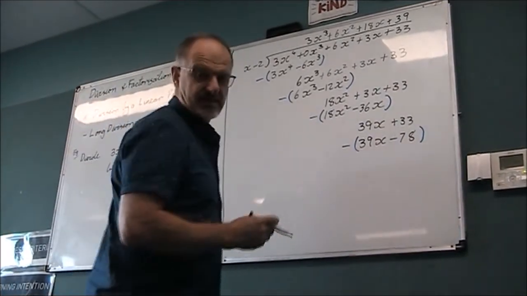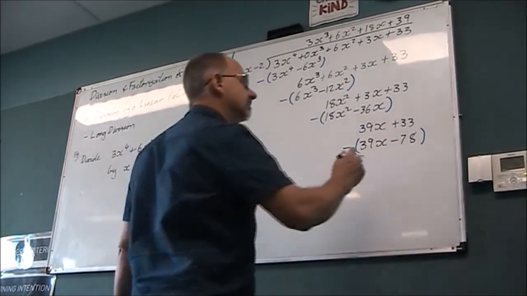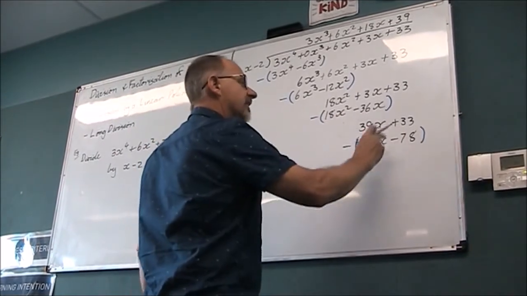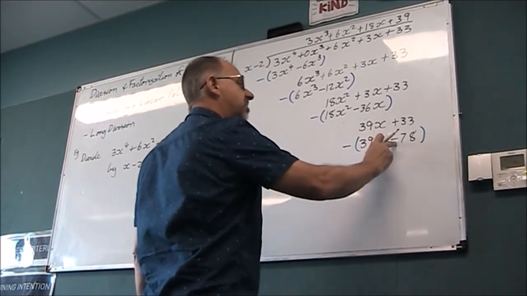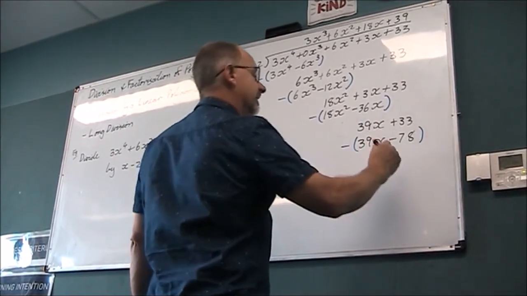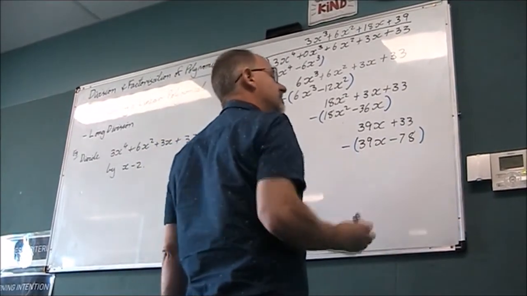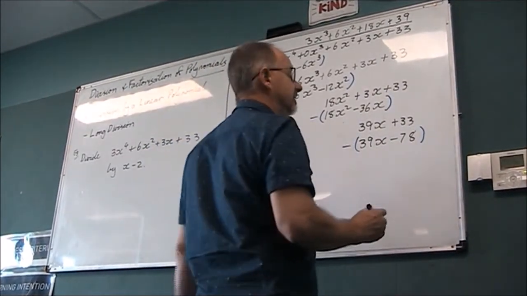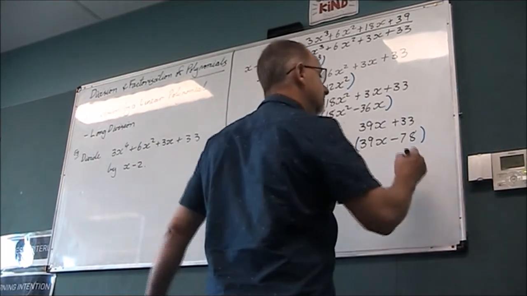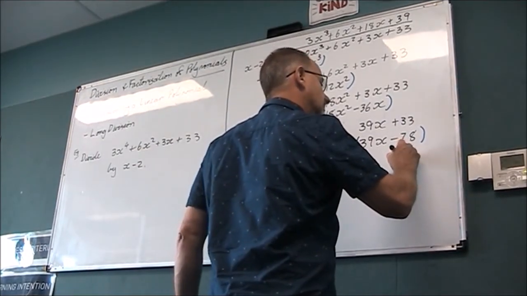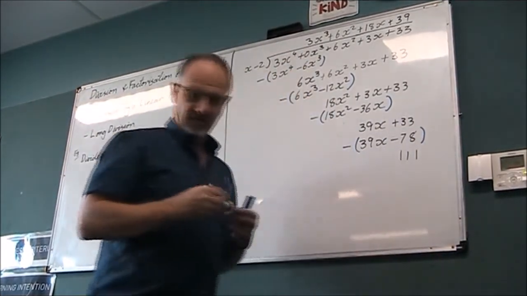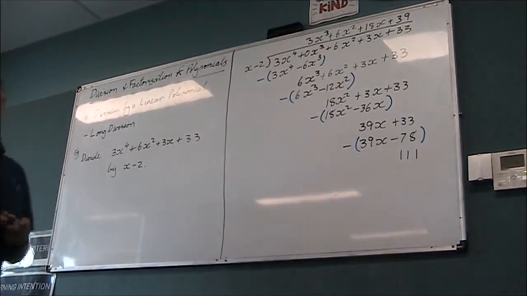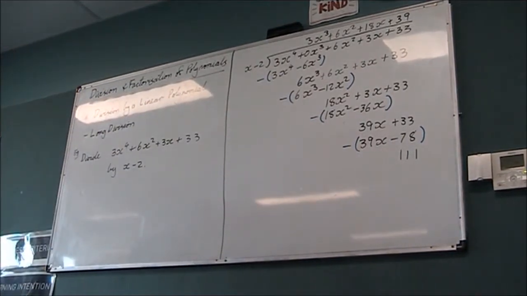And then when we take that away, we get no lots of x, negative and negatives plus, so that's going to be 78 plus 33, 111, is it? So what that tells us is we've got a remainder this time.